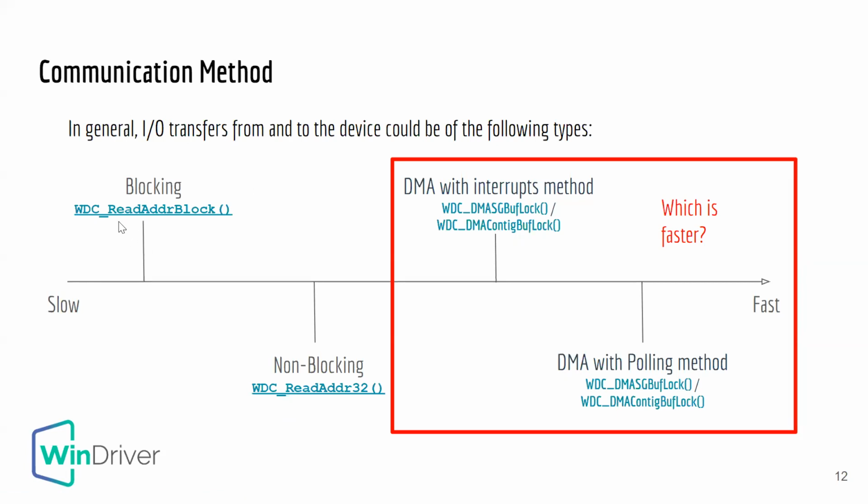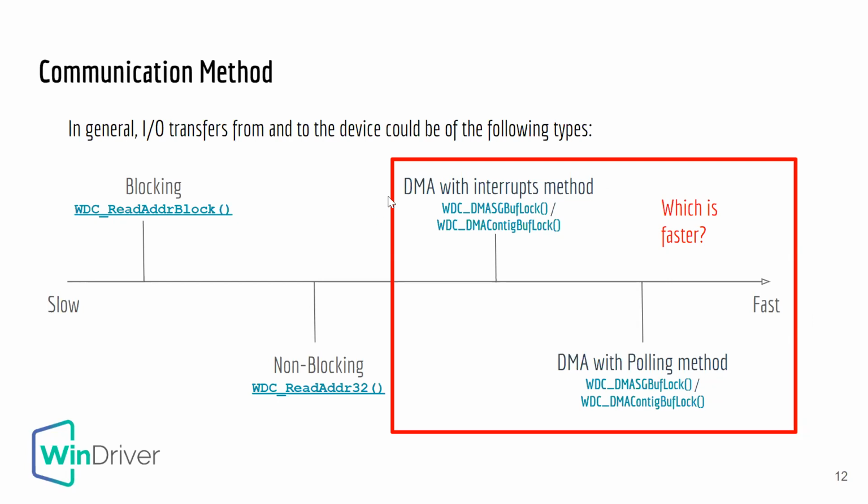Okay, so if you don't want to utilize DMA and you want to transfer data using blocking or non-blocking, you can do so with these functions. Remember, high-level functions, WDC read other block or WDC read other. You can go to our documentation and see how to implement these functions. And now let's talk about DMA.